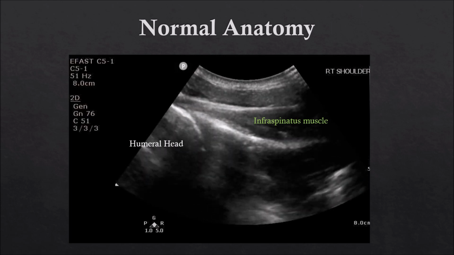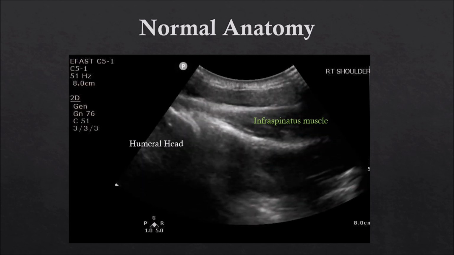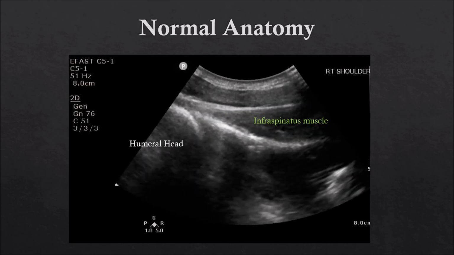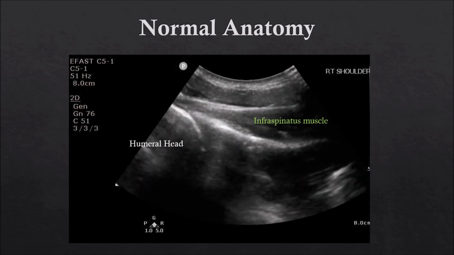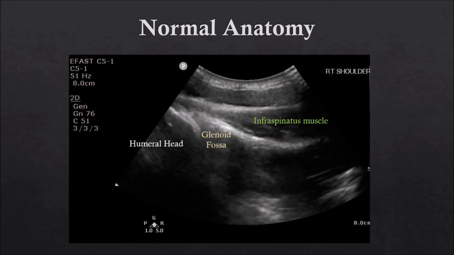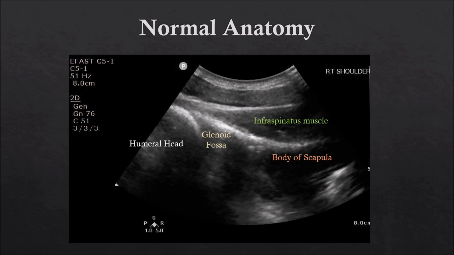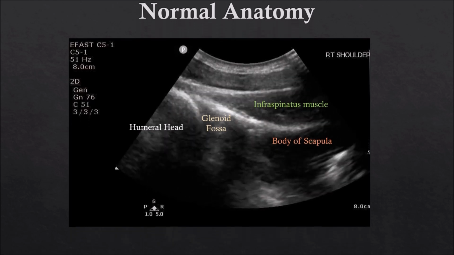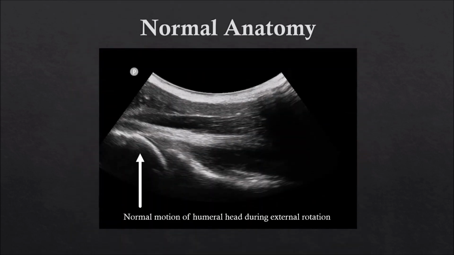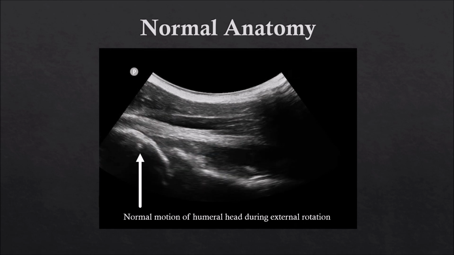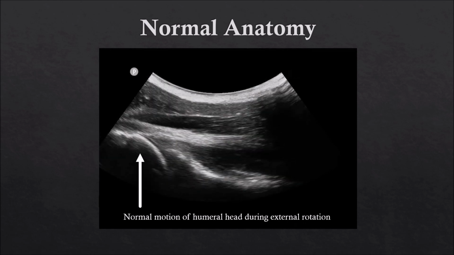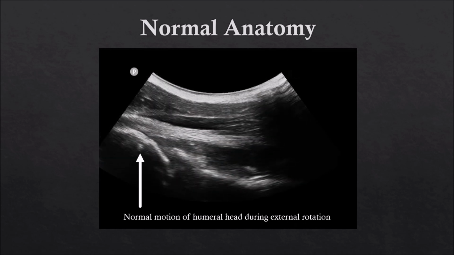Here is a video clip of the same view. Again, you see the humeral head on the left side of the screen in the glenoid fossa, and also the body of the scapula. Here you see normal motion of the humeral head during external rotation.